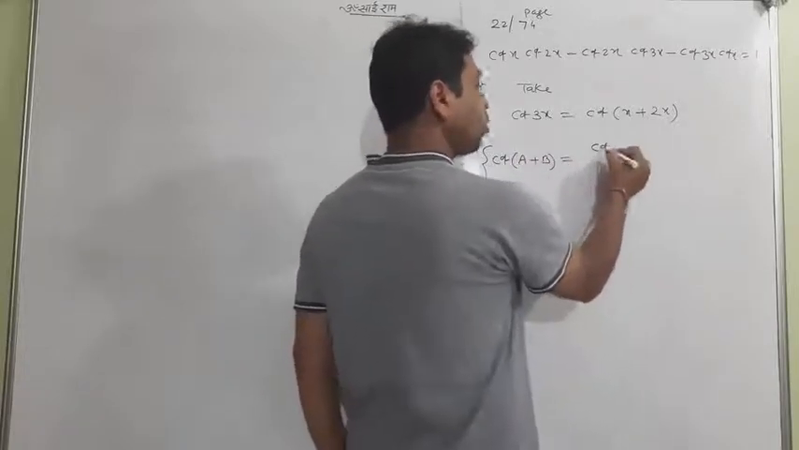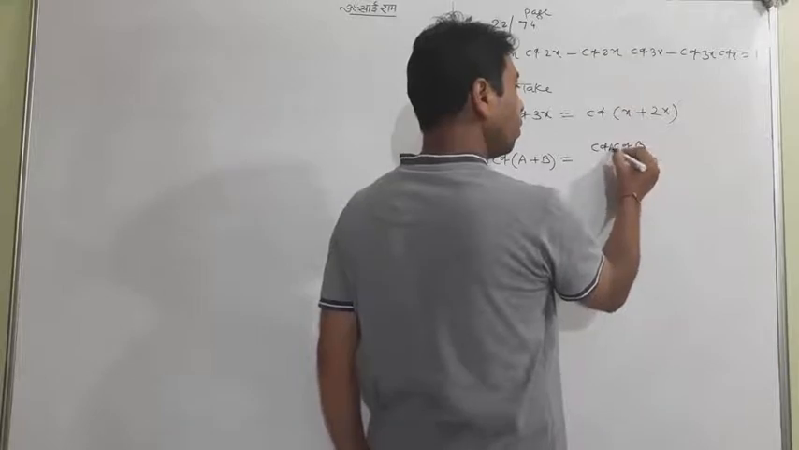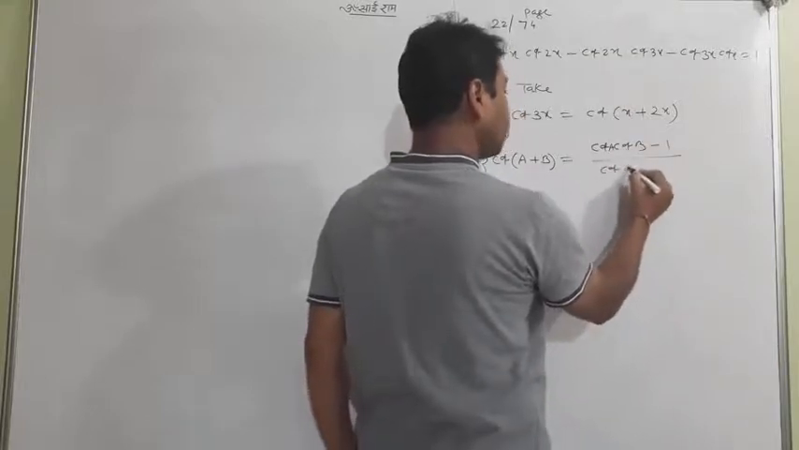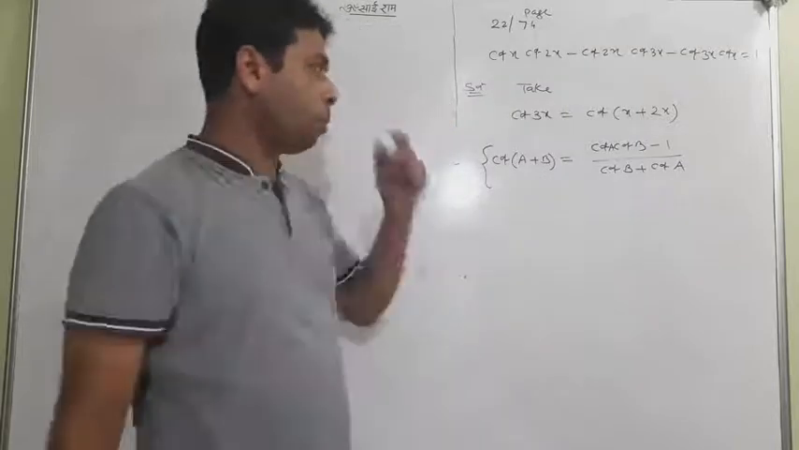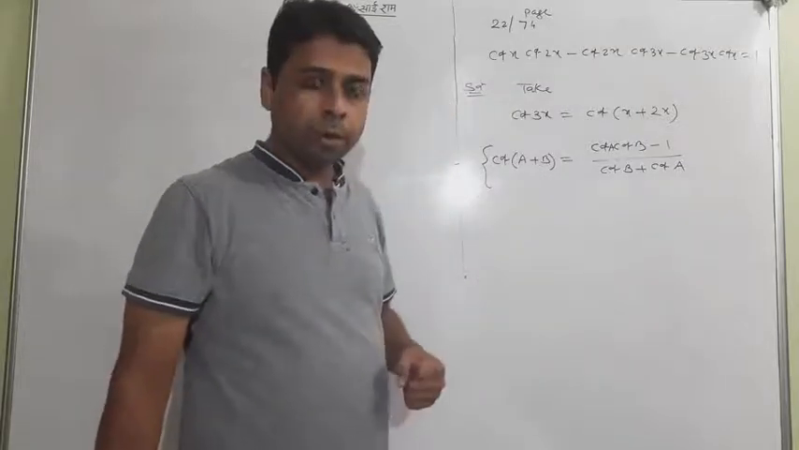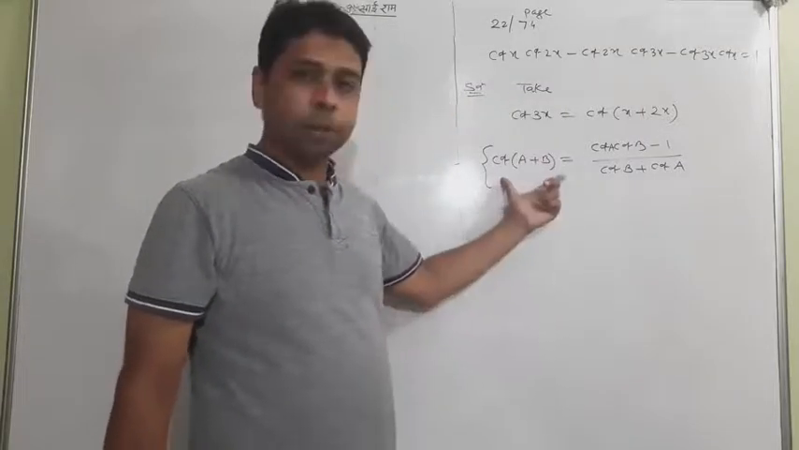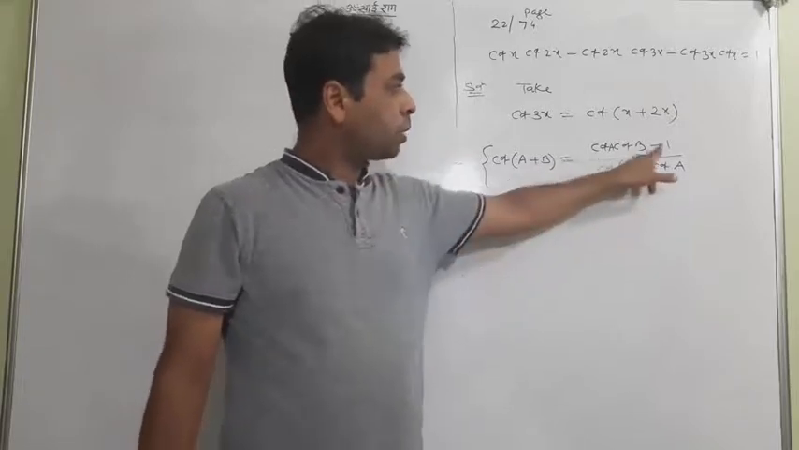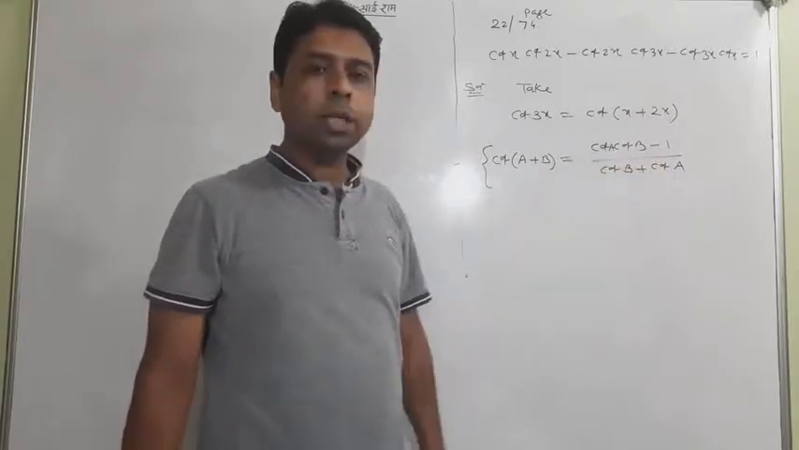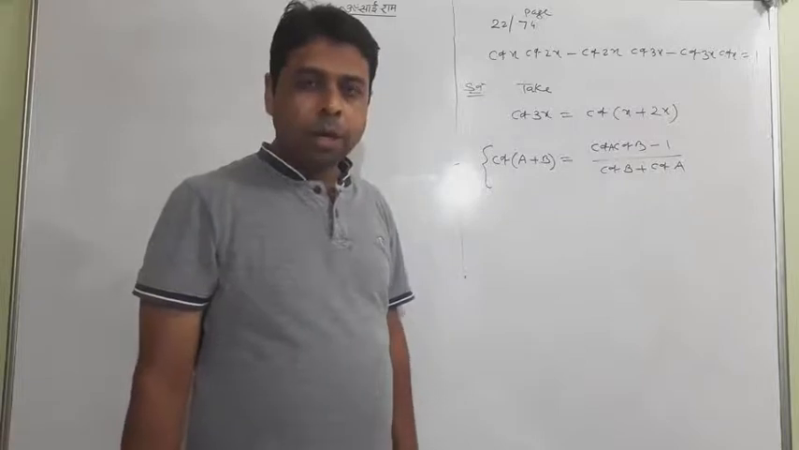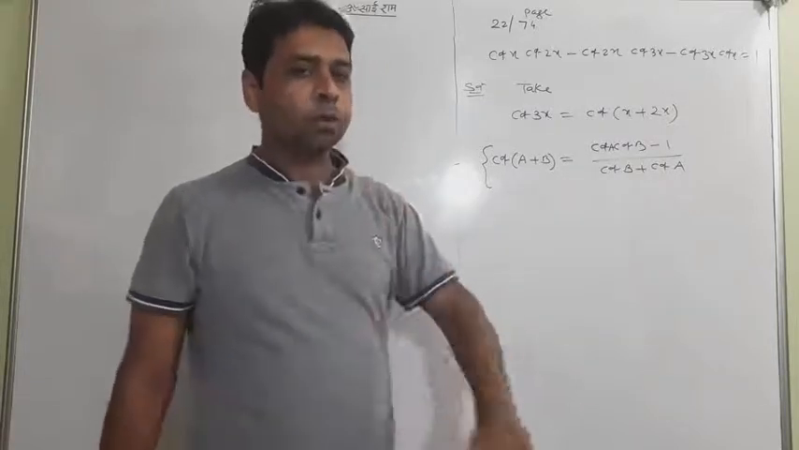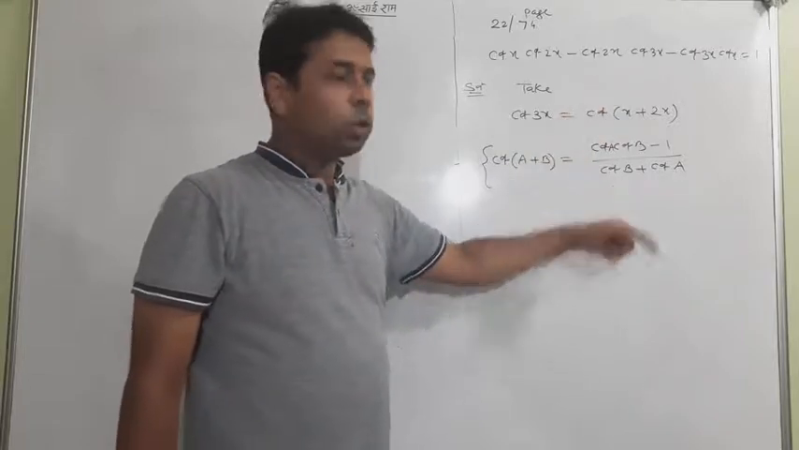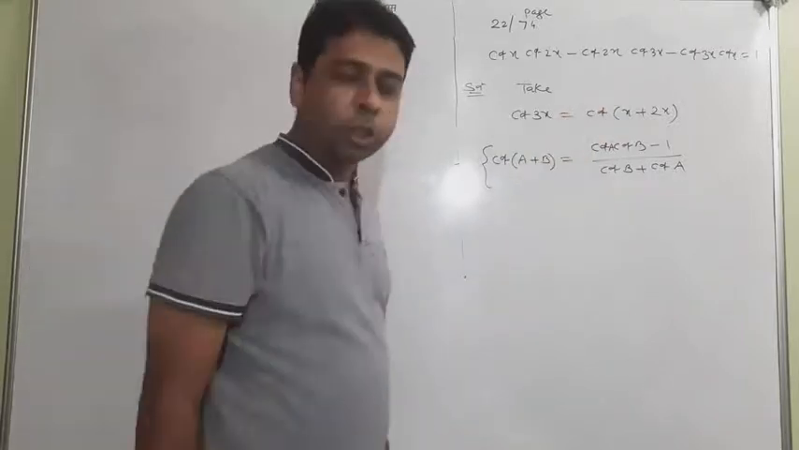Cot of a plus b is cot a cot b minus 1 upon cot b plus cot a. This is the formula for cot a plus b. Where it is a plus, it comes in reverse, and you can make a trick of it. Again, this formula is coming for only one question, this question. Okay, now it is not the discussion point.